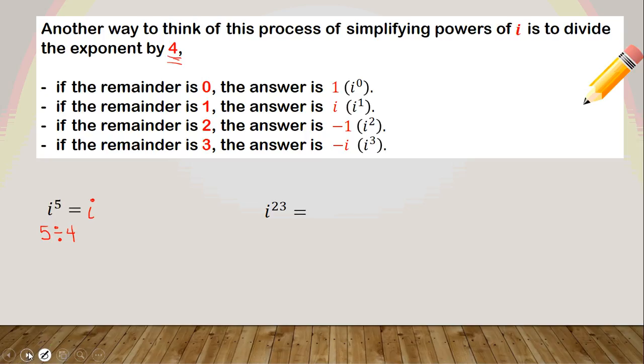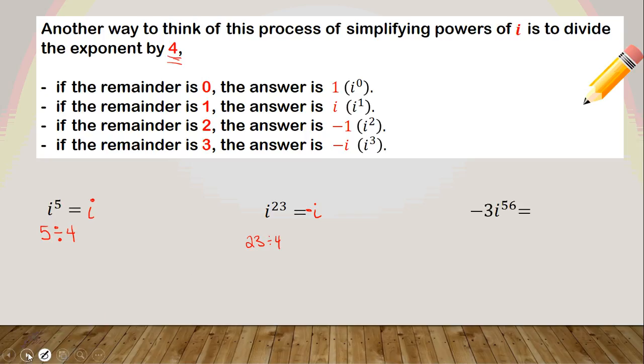What about i to the 23rd? Well, let me think. If I divide that by 4, I could get down to i to the 20th, and I'd have 3 left over, right? 23 divided by 4 would be 5, and 3 left over, or a remainder of 3. That means negative i would be the answer according to this pattern.